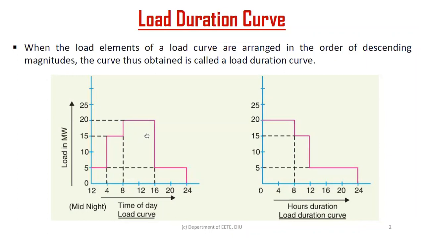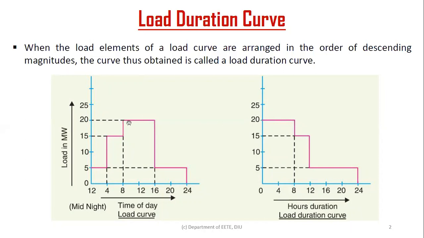So this highest peak and the amount of hours, 8 hours, will be the first in the load duration curve. You see this 20 megawatt at the first, and we'll start from 0. It is totally hour basis, so 0 to 24 hours, not clock time, just hour time. So from 0 to 8 hours, the demand was 20 megawatt.